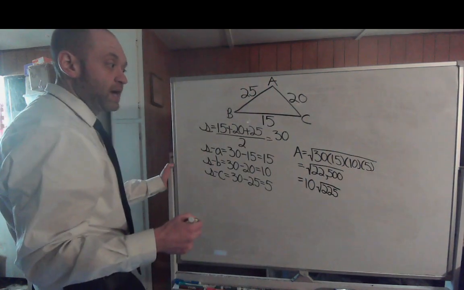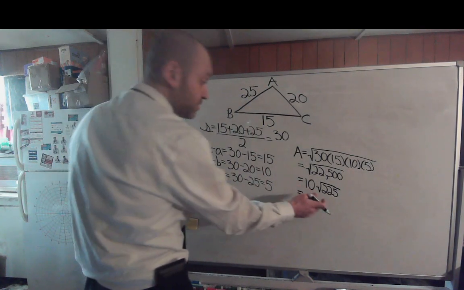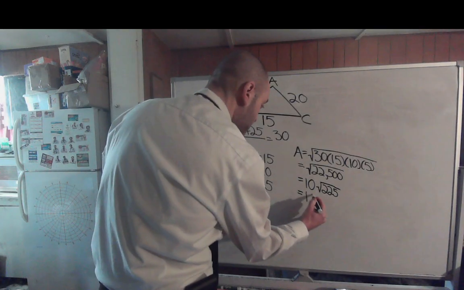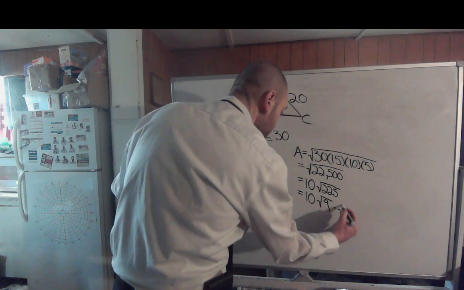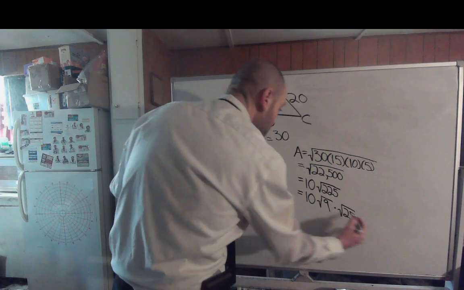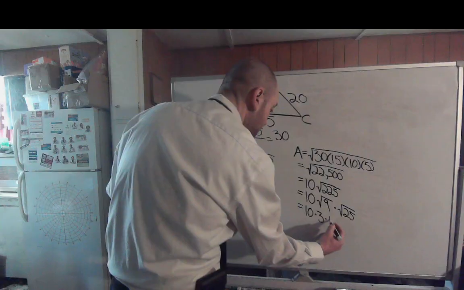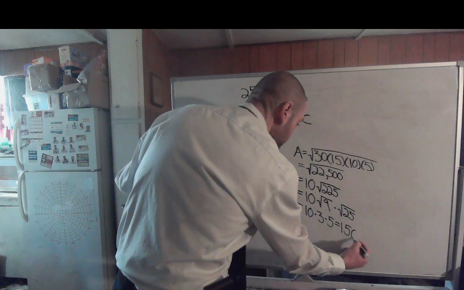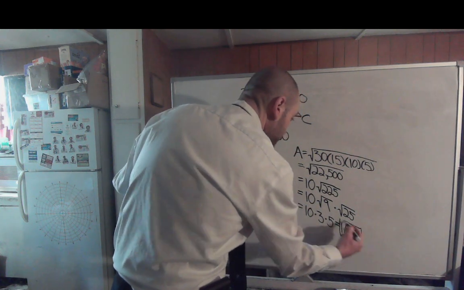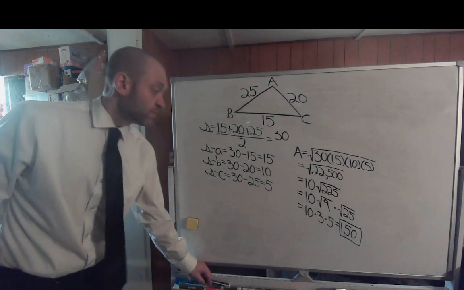Well, it just so happens we'll have a perfect square root, because the square root of 225 breaks down into the square root of 9 times the square root of 25, which would be 3 times 5, or 15. So 10 times 15 would give you 150. So the area would be exactly 150 square units.